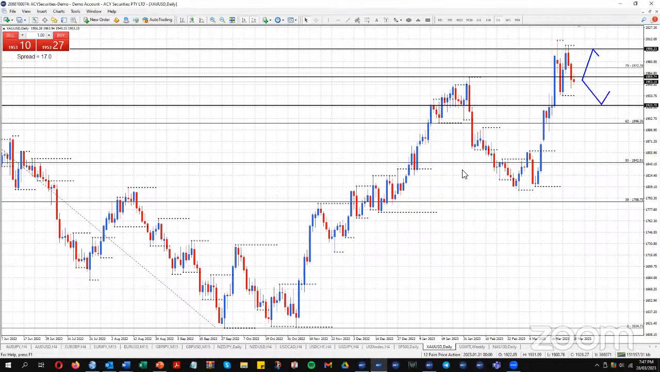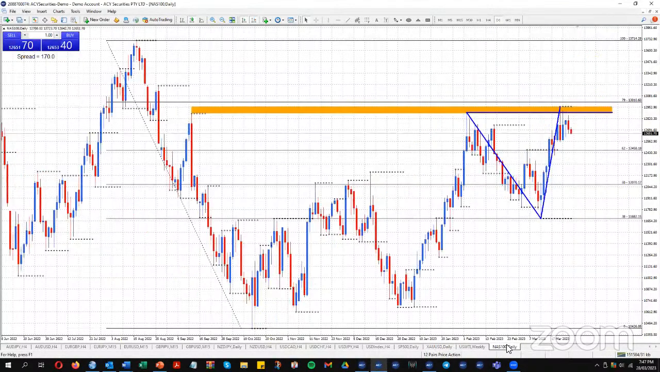Now, I had a question about the Nasdaq. Whenever I reviewed it last, that's what I was drawing in. Potential double top there on the day chart.